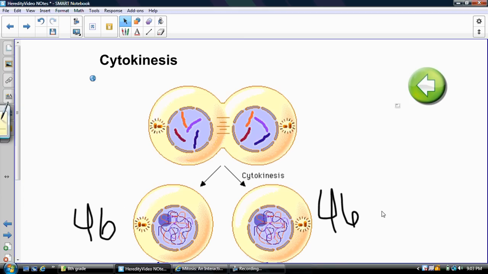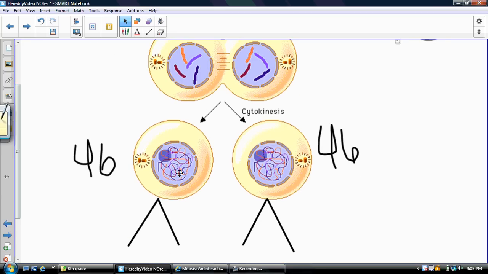So remember when we talked about asexual reproduction, you start off with one cell and you create two identical cells? Well, this is how most of the cells in our body are created. We start off with one cell, it goes through interphase, makes a duplication of everything, goes through mitosis, and then we separate into two identical cells with 46 chromosomes, just like what we started with. Then those two new cells will go through interphase, mitosis, and cytokinesis and create two more cells. So that's how our cells reproduce, through asexual reproduction.